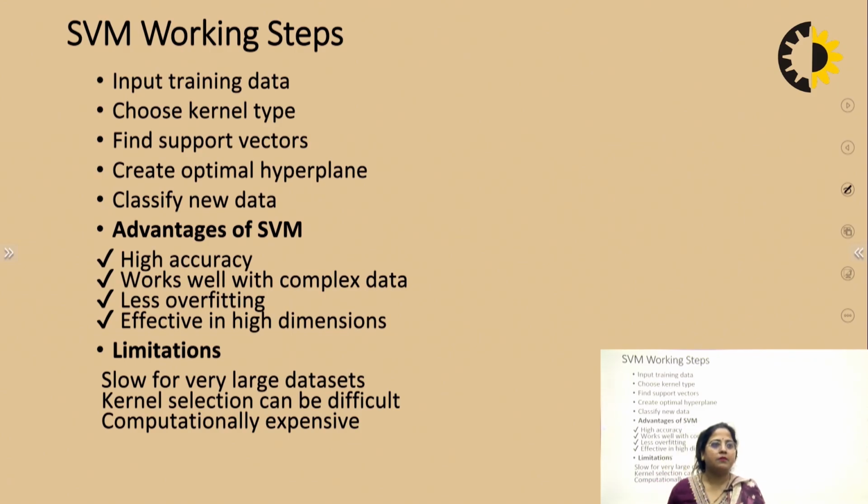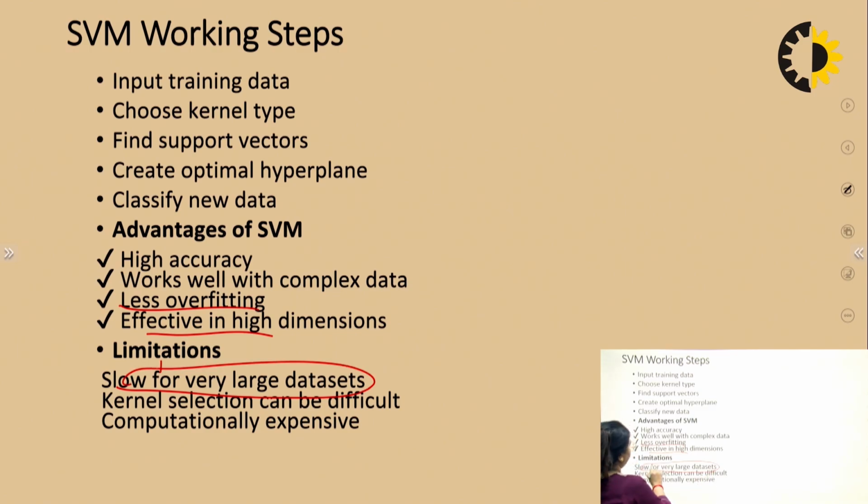Advantages of SVM: it gives high accuracy, works well on complex data, has less overfitting, and is effective in high dimensions. The limitation is very large data sets, where it performs poorly. Kernel selection can also be difficult in some situations. So these are the main limitations of SVM.